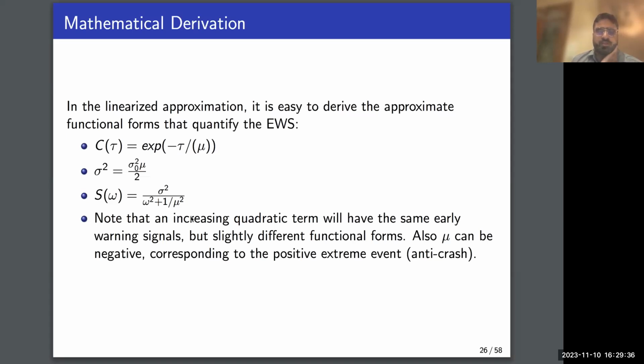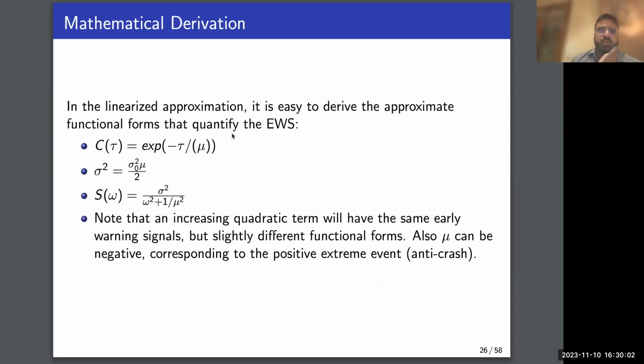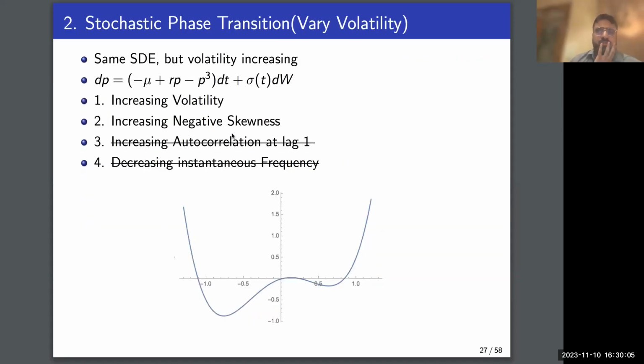And you can see that basically mu can also be negative, which will essentially result in the mirror image of this picture. If you flip it along the y-axis, there you'll have an anti-crash, or a large move in the positive direction, and then you'll see similar early warning signals, except you have increasing positive skewness instead of increasing negative skewness, right? So that's the first model, where our drift term was changing with time.